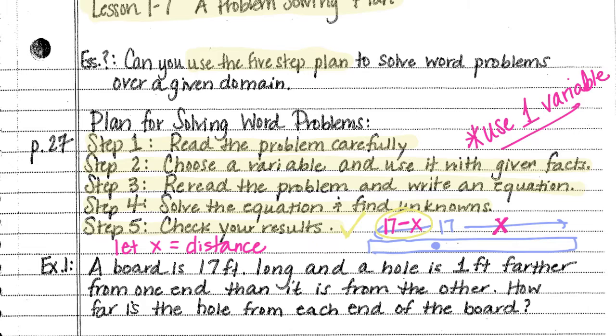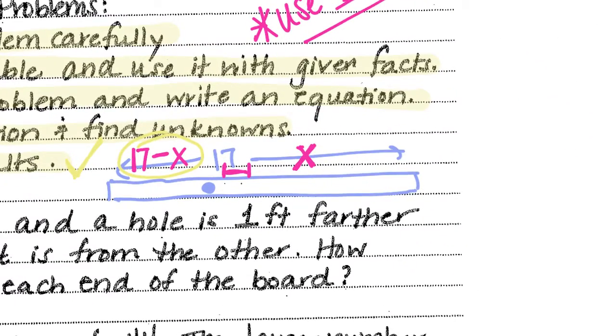Moving on, it says step 3, reread the problem and write an equation. So let's try to write an equation. A board is 17 foot long. A hole is 1 foot farther from one end than it is from the other. So I know that if this is x, and we have that 1 foot from the other, I know that x plus 1 is equal to 17 minus x.